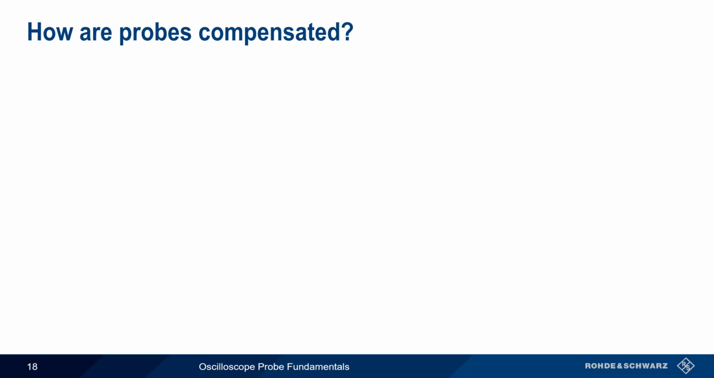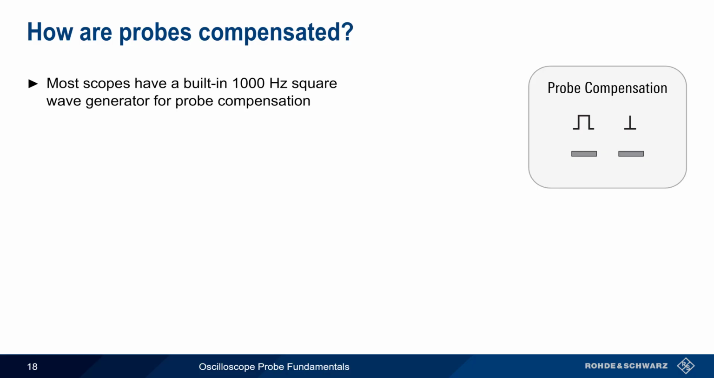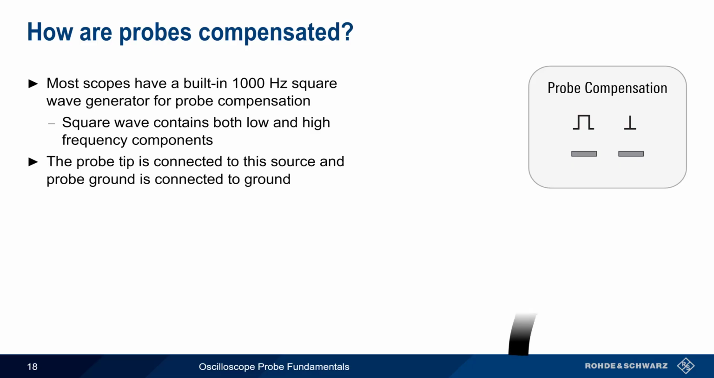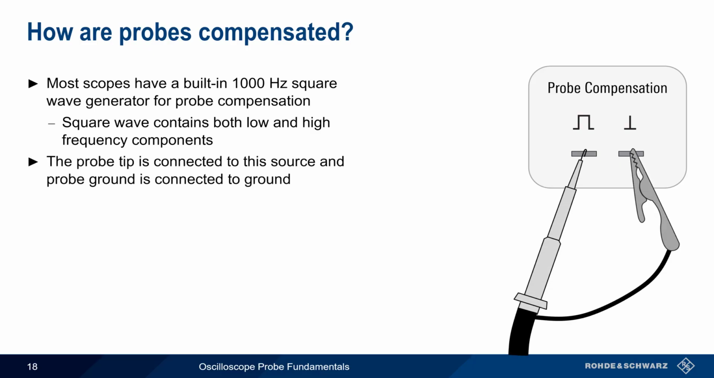So, how do we compensate a passive probe? Most oscilloscopes have a built-in 1000 Hz square wave generator for probe compensation. Square or rectangular waves are used for probe compensation because they have both high frequency and low frequency components. The probe tip is connected to the signal source, and the probe ground lead is connected to ground. The oscilloscope is then configured to display the probe compensation output.